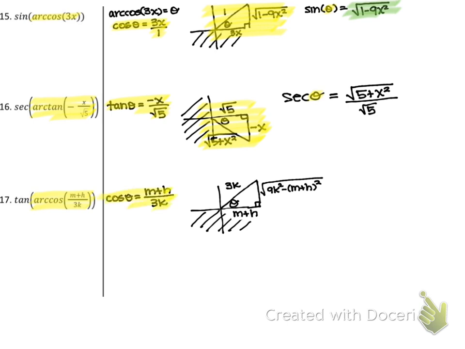Okay, we just made cosine of theta exist. And there's theta. Now, we want to do tangent of that theta. Well, tangent of that theta is going to be opposite over adjacent. And just leave it. Don't do anything else with it.